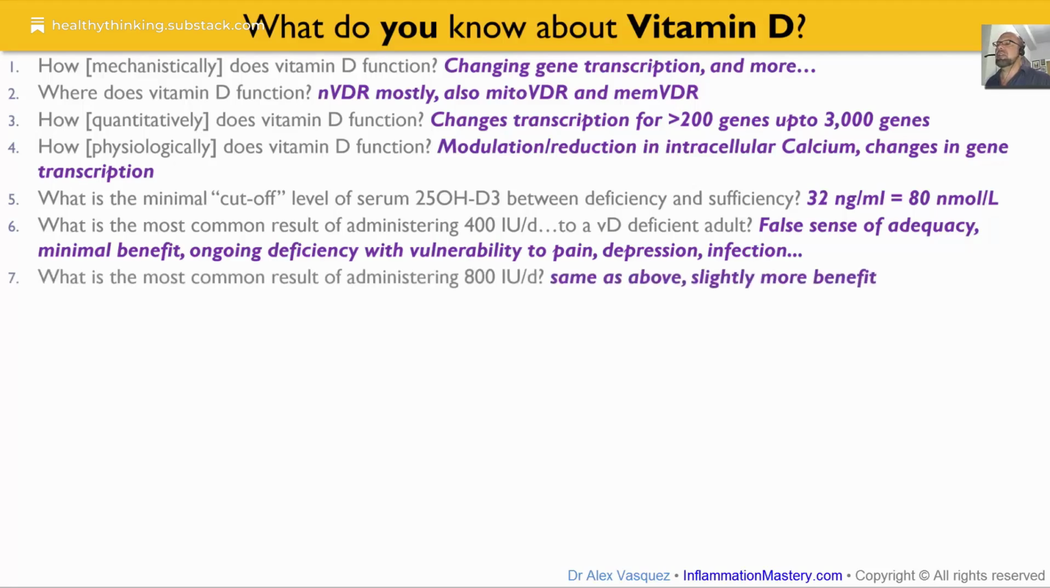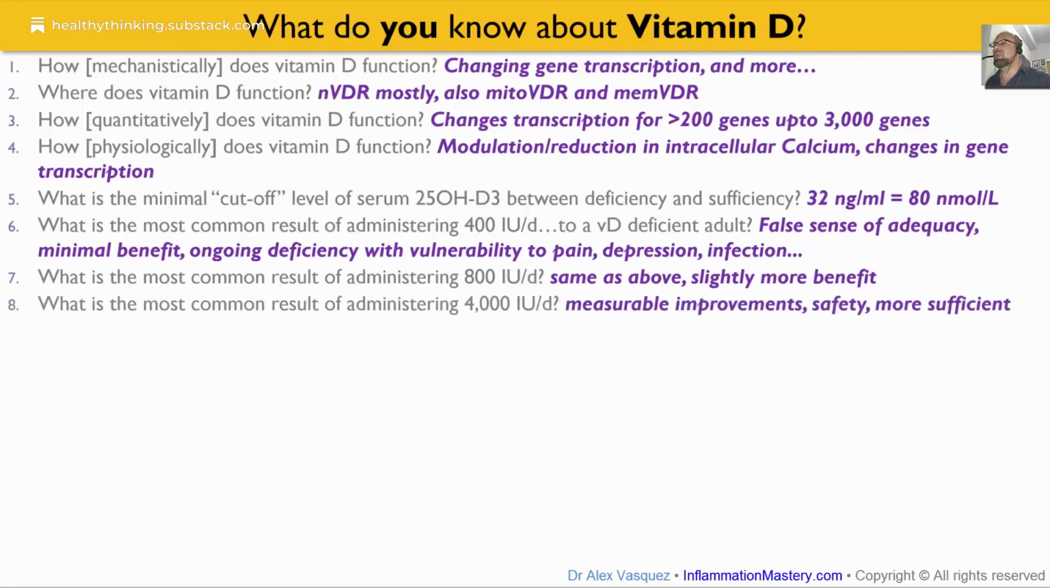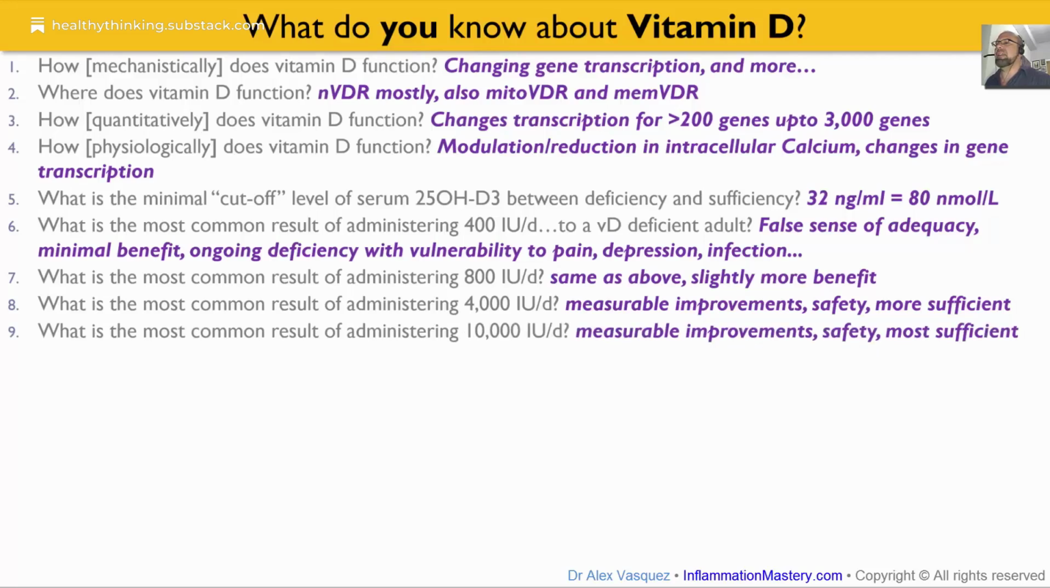If we give them 800 international units, they're slightly better, but still pretty vulnerable. At 4,000, we start to see some legitimate and measurable improvements, even better going as high as 10,000 international units. Name 3 nutrients that work closely with vitamin D and the mechanism of that relationship.